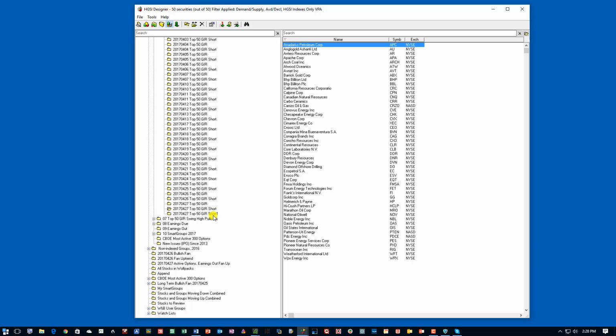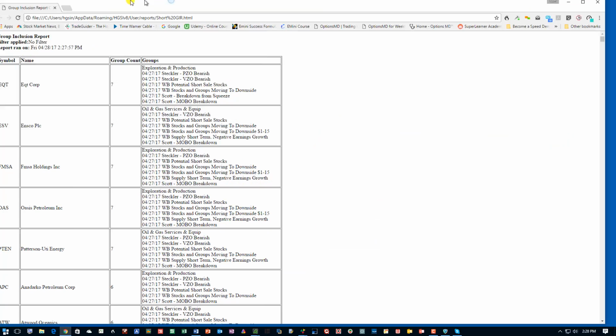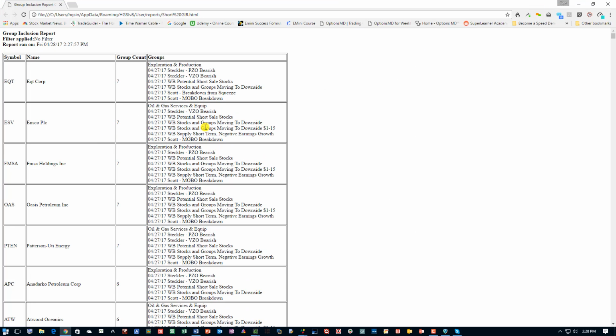And you can see that it appeared right here. I will delete that when I finish. Let me bring this into view. And you can see that these are the stocks which appeared most often after yesterday's close. And this is what I was talking about. You can actually see the industry group and the PZO, VZO bearish, potential short sale stocks, stocks and groups moving to the downside, breakdown from squeeze, and mobile breakdown. And the symbol here is EQT.